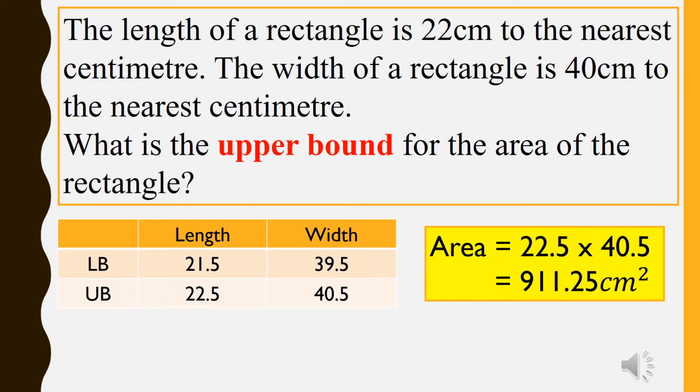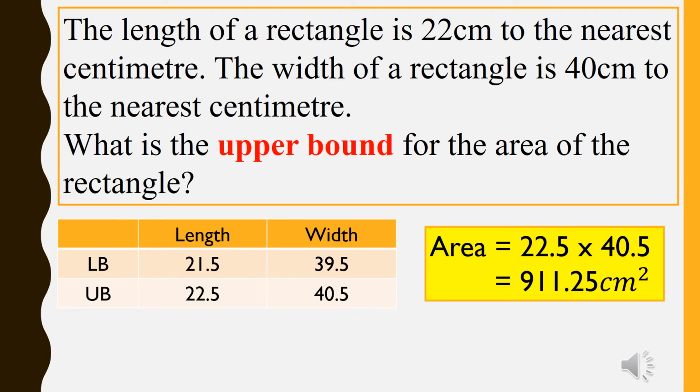This example is the same as the rectangle area we calculated in our previous example. The length of a rectangle is 22 centimeters to the nearest centimeter. The width of the rectangle is 40 centimeters to the nearest centimeter. What is the upper bound for the area of the rectangle? Since the question asks for the nearest centimeter, the numbers before and after 22 centimeters are 21 and 23 centimeters. So the lower bound will be 21.5 and the upper bound will be 22.5 for the length.